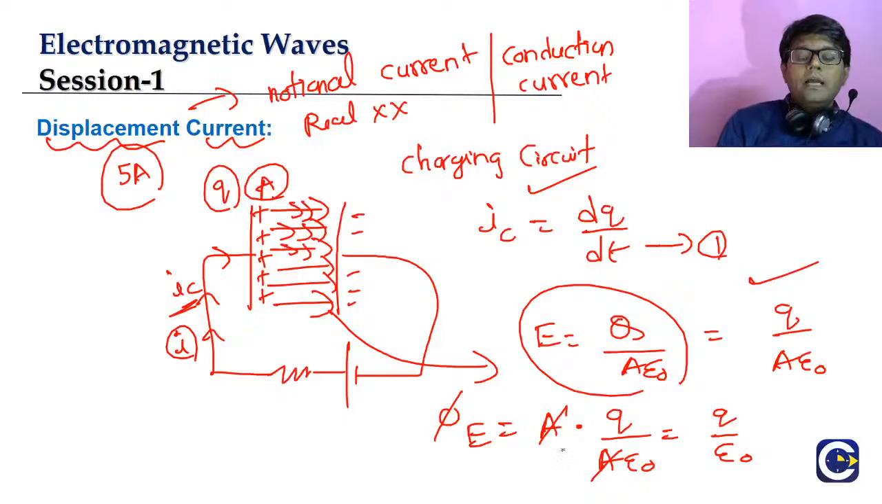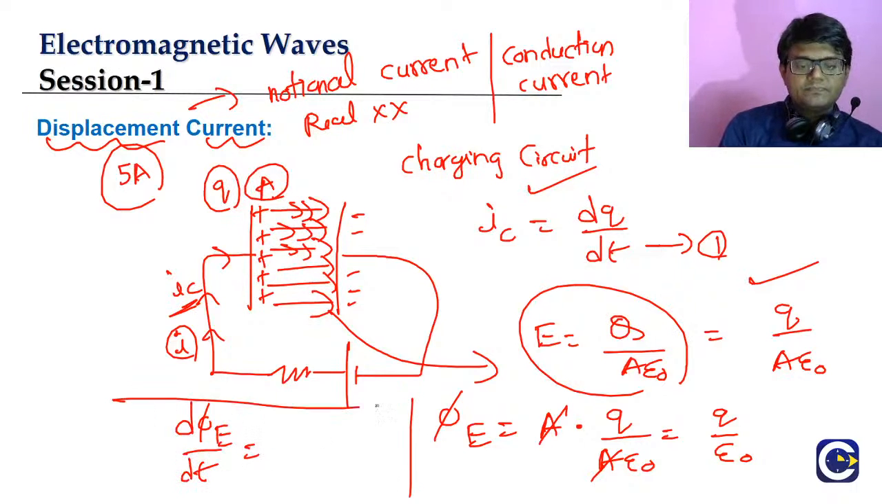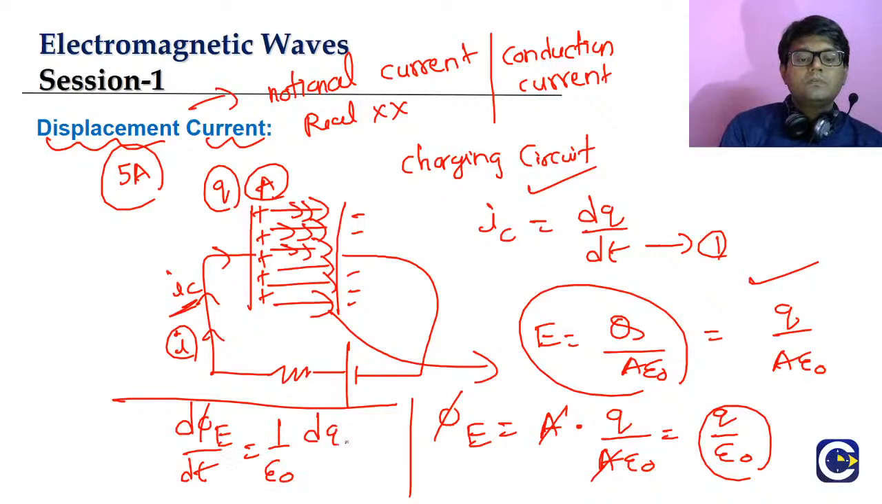Now, when we look at d phi E by dt, the rate of change of electric flux, we have to take a derivative of this. What is electric flux? q by epsilon naught. We have to take a derivative of it. Epsilon naught is a constant, so the derivative means 1 by epsilon naught into dq by dt. This term is the rate of change of electric flux.